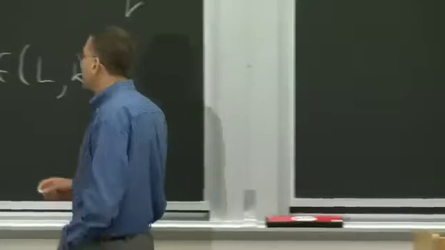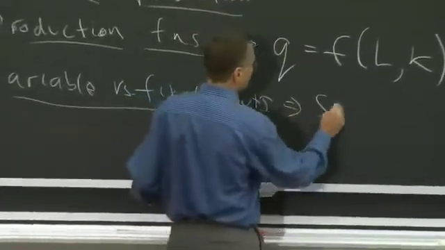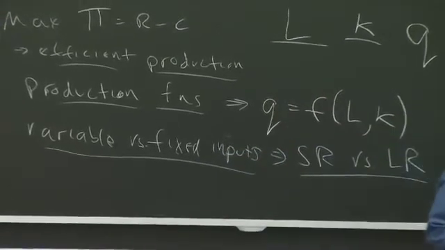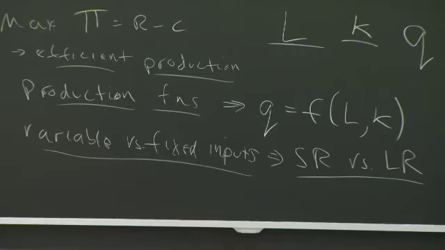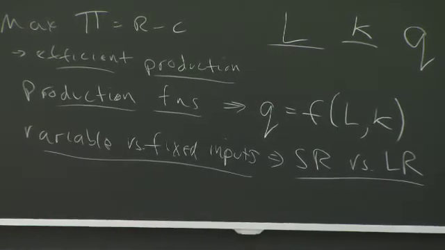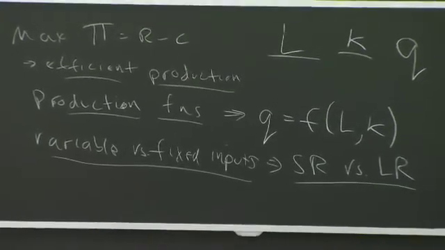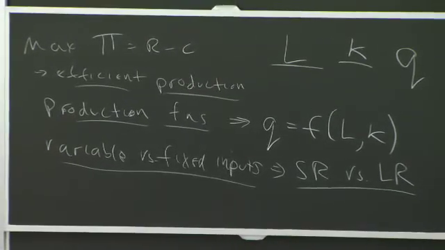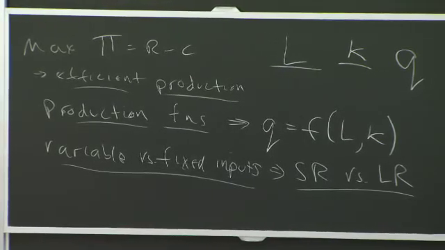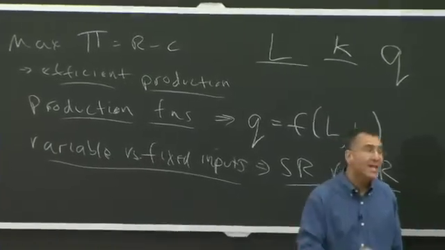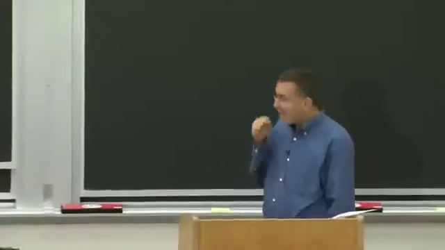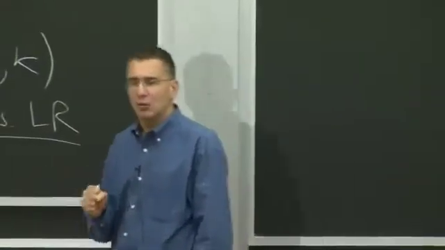And this will lead to a critical distinction for production theory, which is the short run versus the long run. The long run is the period over which all inputs are variable. The short run is a period over which some inputs are fixed. Let me say it again, it's very important. The short run is the period over which some inputs are fixed. The long run is the period over which all inputs are variable. Now, what does that mean? I can't tell you.